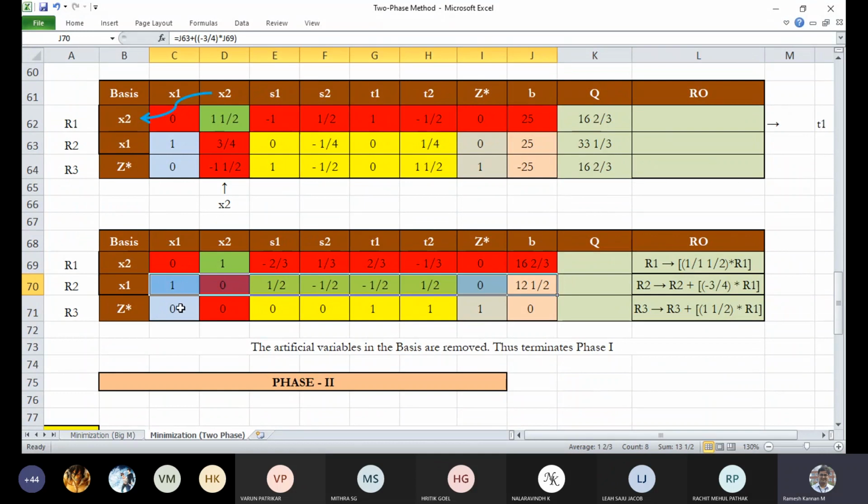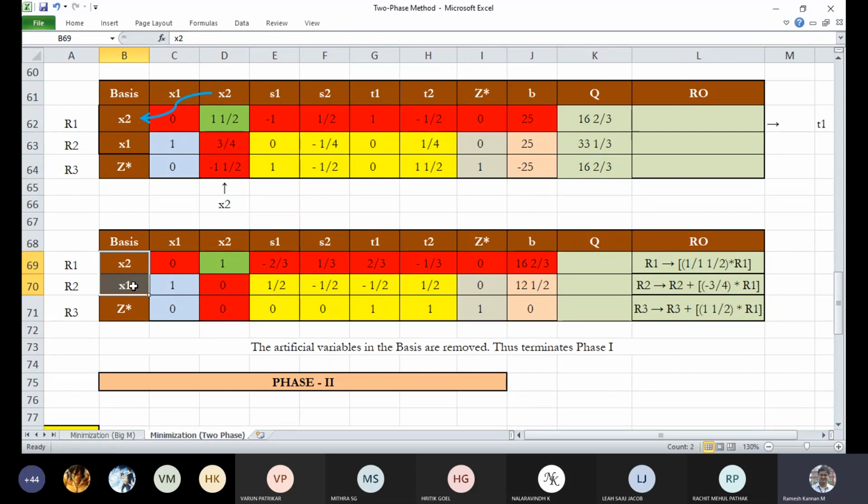Then if you take a look at this, it is minus 1 by 2. So when you add 1 by 2 with this pivot element, this will become 0. So you do it for the entire row 3, row 3 plus 1 by 2 of row 1. Here's the row operation. Then this will become 0. Now, in this case, phase 1 is terminated. The reason is that the entire artificial variable in this basis is now eliminated, right? So now it is very good to go for phase 2.